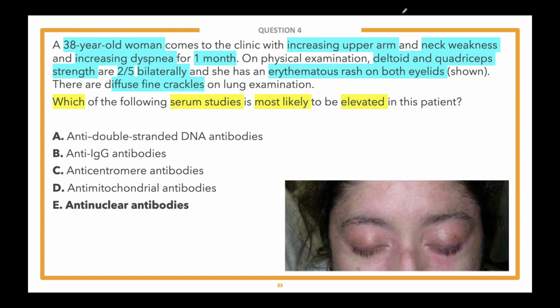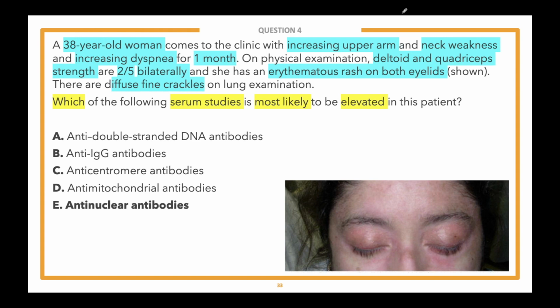Well, hopefully you picked up that, first and foremost, she is having proximal muscle weakness. Deltoid and quadriceps strengths are not very good bilaterally. It's symmetric. She also has an erythematous rash on both of her eyelids. They also tell us about some lung findings as well. So hopefully you were picking up that this was dermatomyositis. It is an inflammatory muscle disease. It leads to proximal muscle weakness symmetrically, and this classic rash can be seen on the eyelids, and this is called a heliotrope rash.